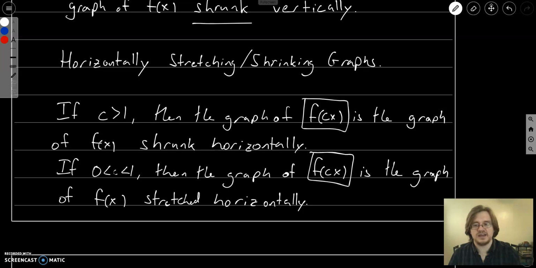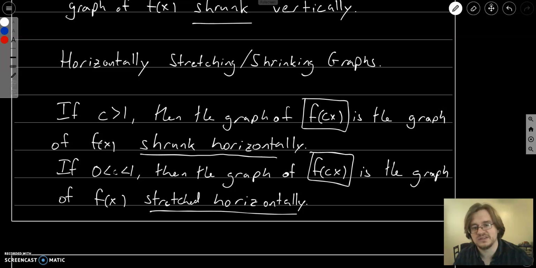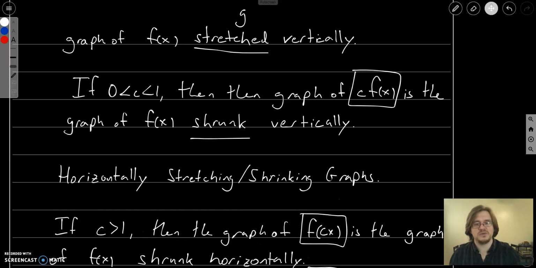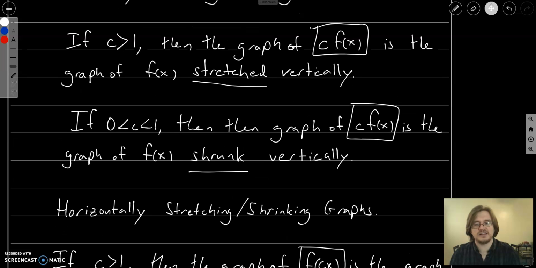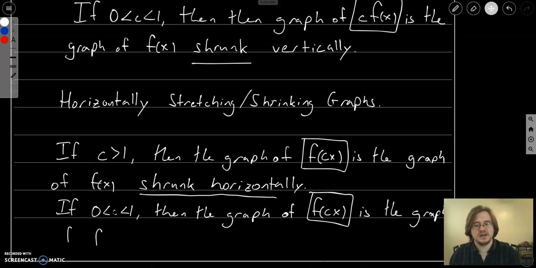If we multiply x by a number that's bigger than 1, we're going to shrink horizontally. And if we multiply by a number that's less than 1, but still positive, we're going to stretch horizontally. And this seems a little bit backwards to what we saw before. If we multiply the height by a number bigger than 1, we stretch it, and by a number smaller than 1, we shrink it.